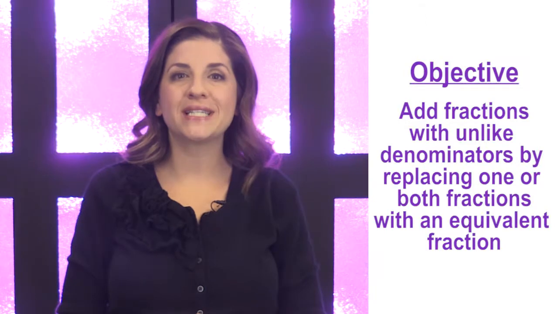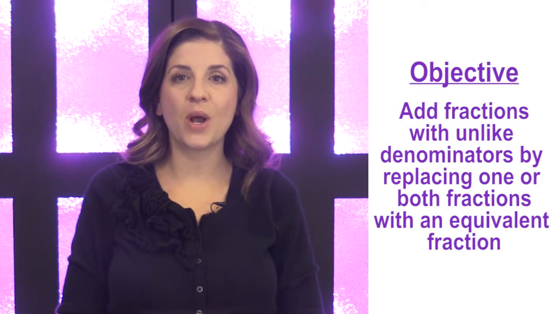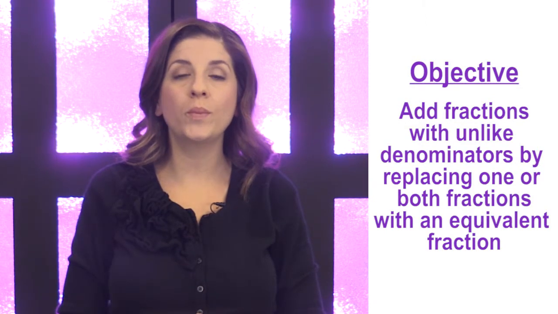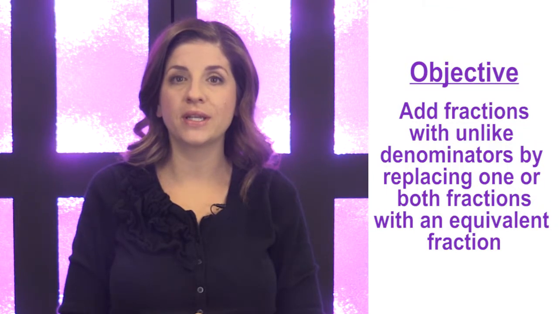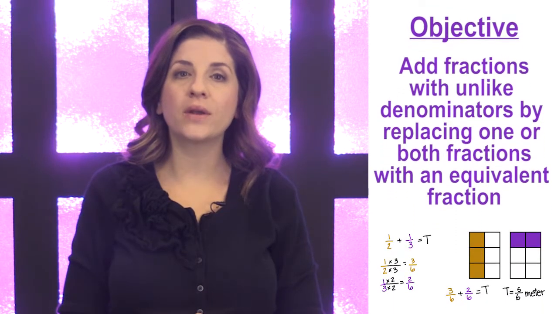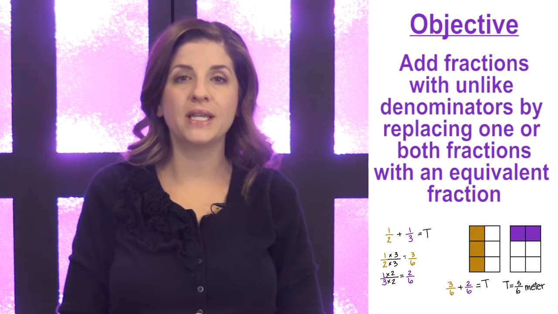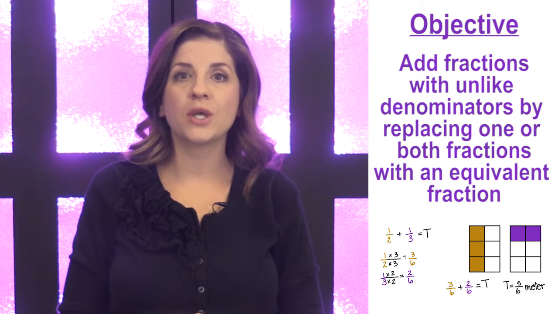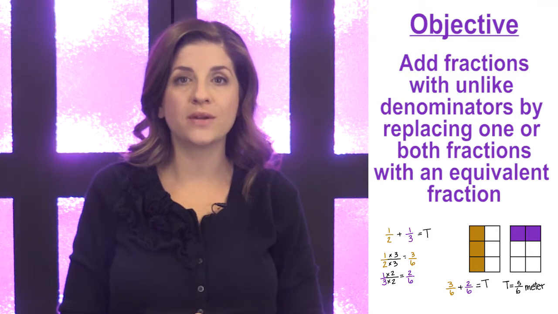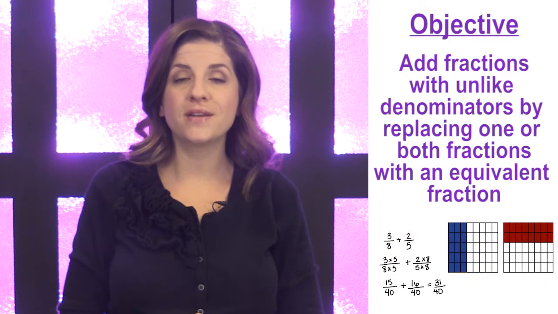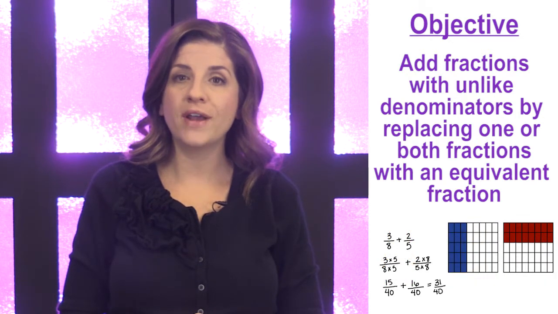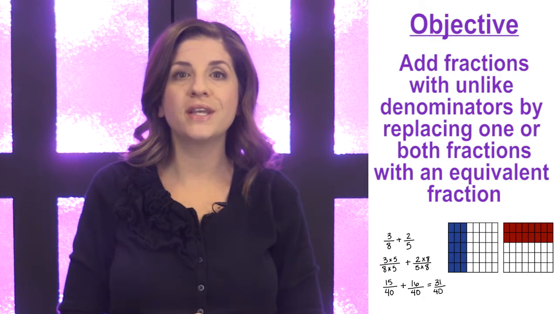The objective for this lesson was to add fractions with unlike denominators by replacing one or both fractions with an equivalent fraction. We met this objective by modeling the addition of fractions with related and unrelated denominators by using models as well as the strategy of multiplying the denominators. We found the multiplying denominator strategy was a more effective way to find common denominators than drawing a model.